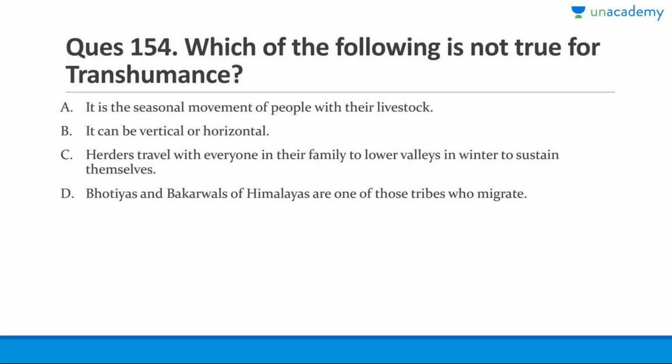Question 154. Which of the following is not true for transhumance? Okay, it is the seasonal movement of people with their livestock. Correct. It can be vertical or horizontal. Correct.